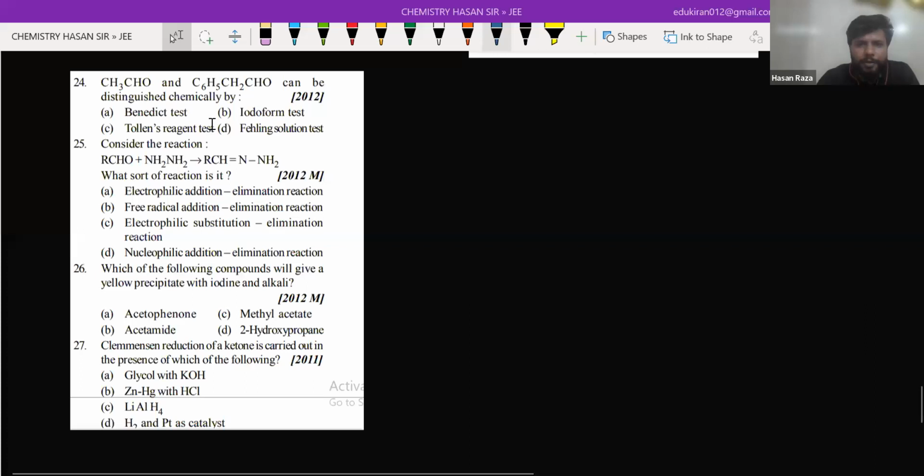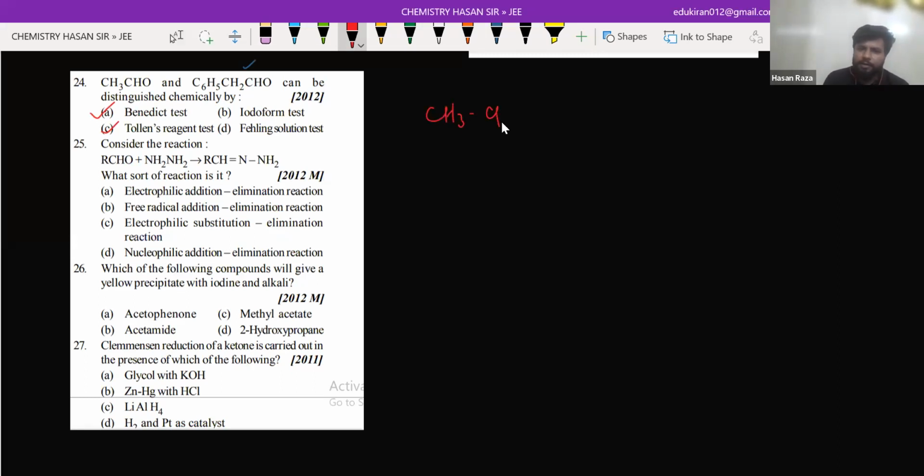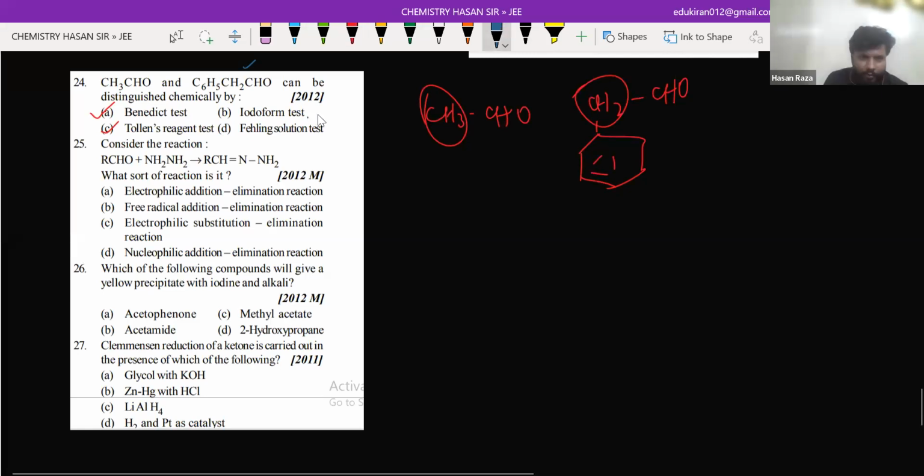See, I'm going to write and explain it. CH3CHO, that is an aldehyde, and this is also an aldehyde; they can be distinguished chemically. Benedict test, yes. Tollens test, yes. Fehling test. These all oxidize it into carboxylate anion. But when it comes to the iodoform test, there must be a methyl group. This is connected with CH3, but in C6H5 here, this CHO is not connected with CH3. That's why it will not react with the iodoform test, and hence this test will distinguish between the ethanal and the benzyl ethanal.